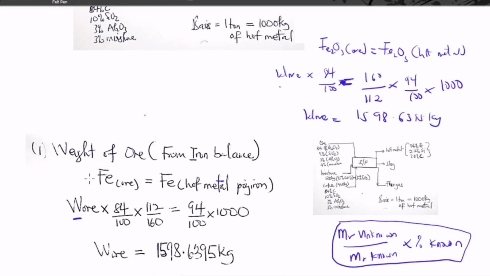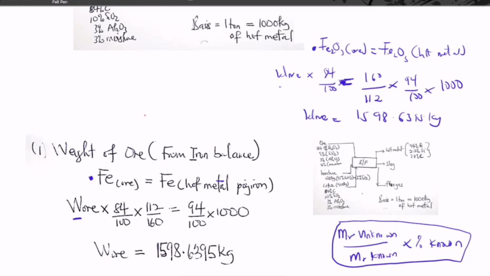So don't be confused. If someone is using iron balance and someone is using the hematite balance, don't be confused. They are all the same. But you need to have this in mind, that the molar mass of unknown over the molar mass of known times the percentage of known is used to find the mass of what? Unknown. Now let's move on to the second question.